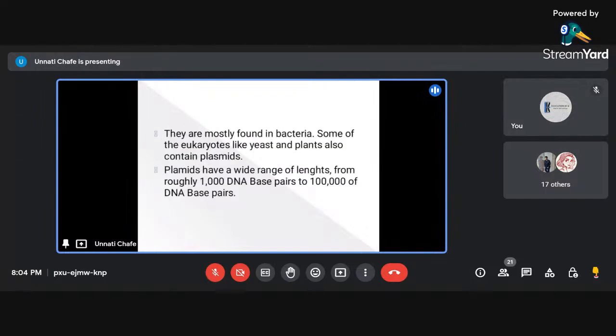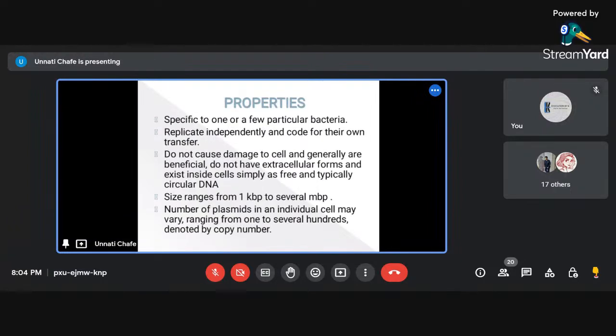They are mostly found in bacteria. Some eukaryotes like yeast and plants also contain plasmids. Plasmids have a wide range of lengths, from roughly 1,000 DNA base pairs to 100,000 DNA base pairs.